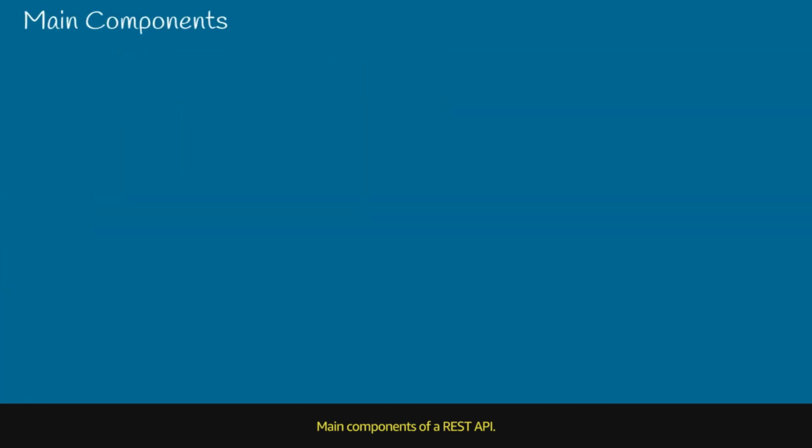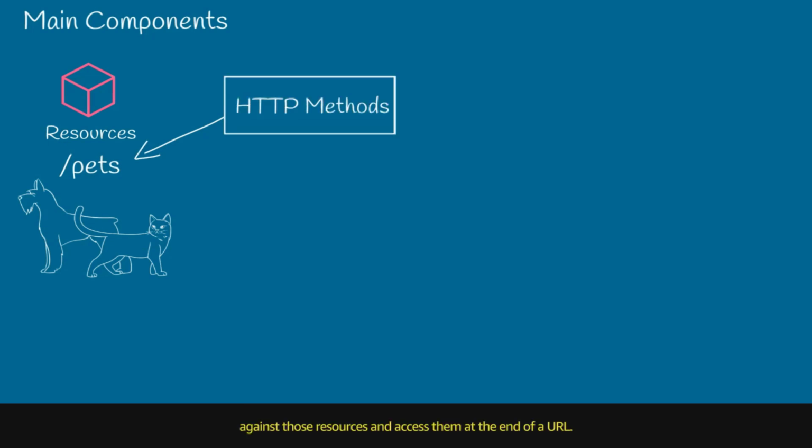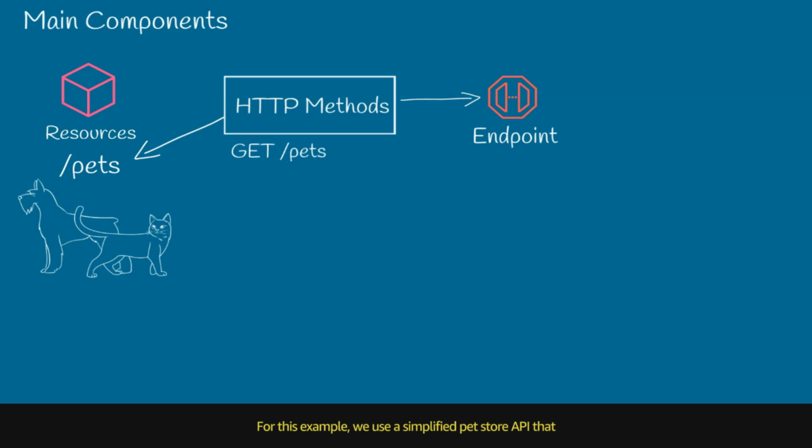Main components of a REST API. Let's start with the component called resource. A resource is a typed object that is part of your API's domain. If you are building a pet store application, this would be the pets. And as a REST API, you assign methods against those resources and access them at the end of a URL. Each resource can support one or more of the standard HTTP methods.